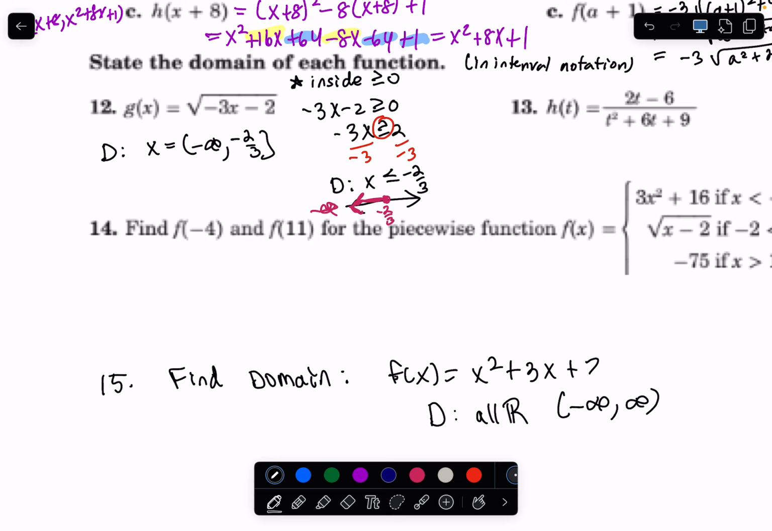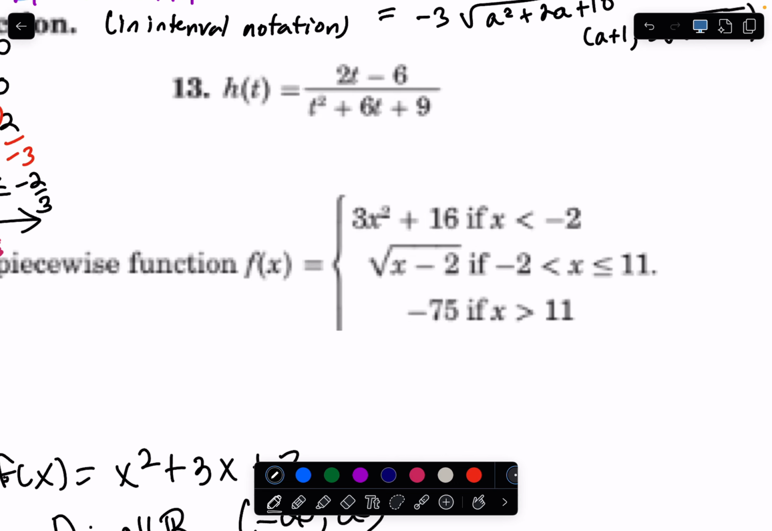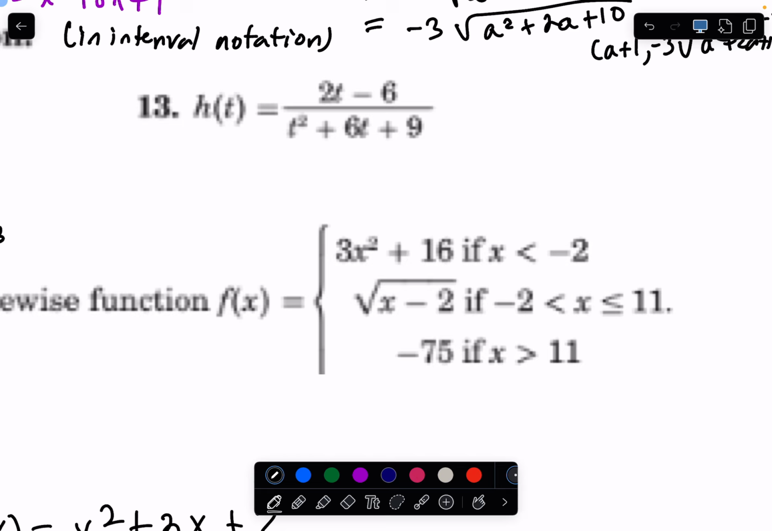Now if we look at 13, there is a problem with that. Remember, to find the domain of that, the bottom is not allowed to equal 0. So all you're going to do is take the bottom and set it equal to 0, put a slash through it, and then solve that. Okay. So how do we solve that? Well, that's factorable. That's t plus 3 and t plus 3. So there's really only one value that's going to mess it up. T plus 3 is not allowed to equal 0.